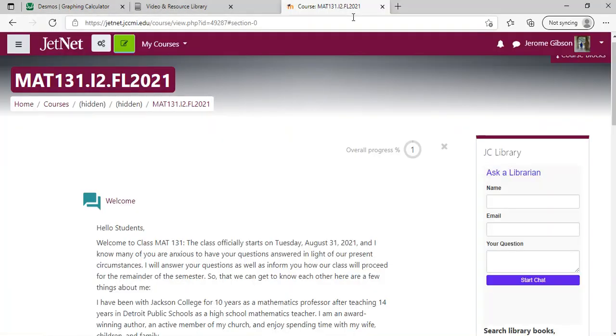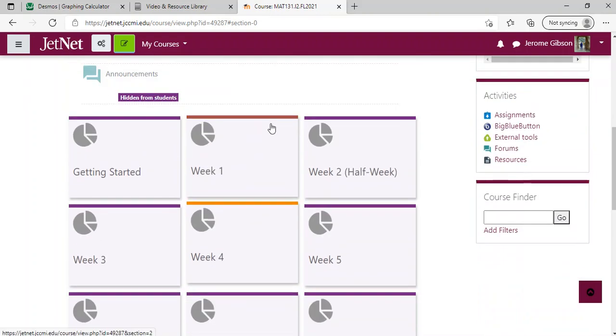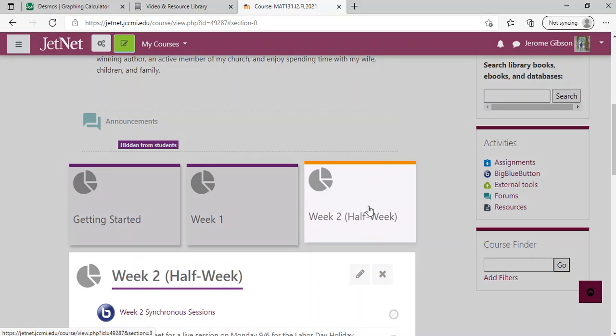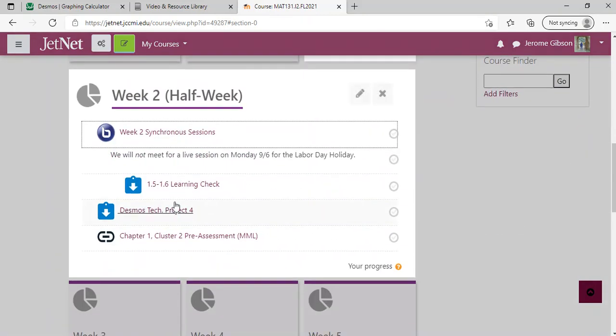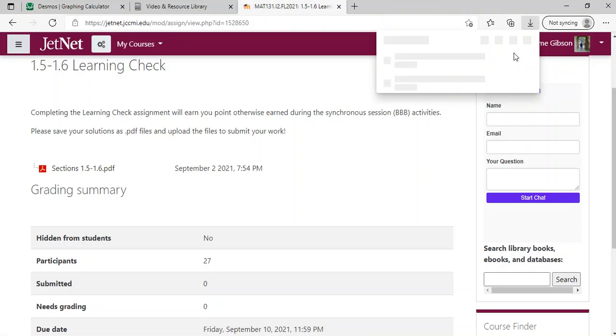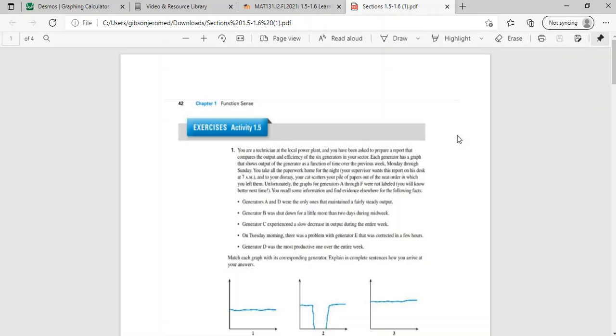and I want you all to do the worksheets for today. The worksheets for today will be under week 2. And then you have 1.5 to 1.6 learn and check. And then here's the worksheet. You'll click on here. Then the worksheet will come up. Let me just open up this file.